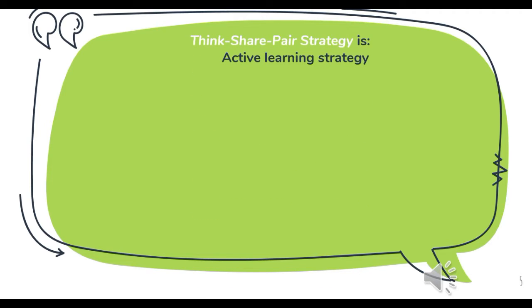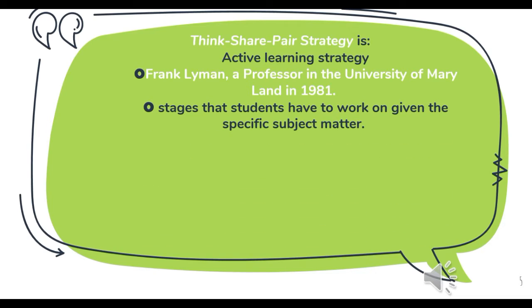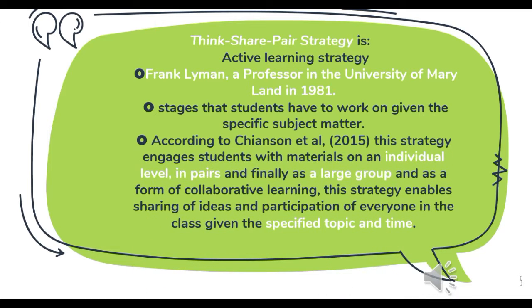So, Think, Pair, Share strategy is an active learning strategy developed by Frank Lyman, a professor in the University of Maryland in 1981. Its name was derived from the stages that students have to work on, given the specific subject matter. According to Jensen and his colleagues, this strategy engages students with materials on an individual level, in pairs, and finally as a large group. And as a form of collaborative learning, this strategy enables sharing of ideas and participation of everyone in the class given the specific topic and time.